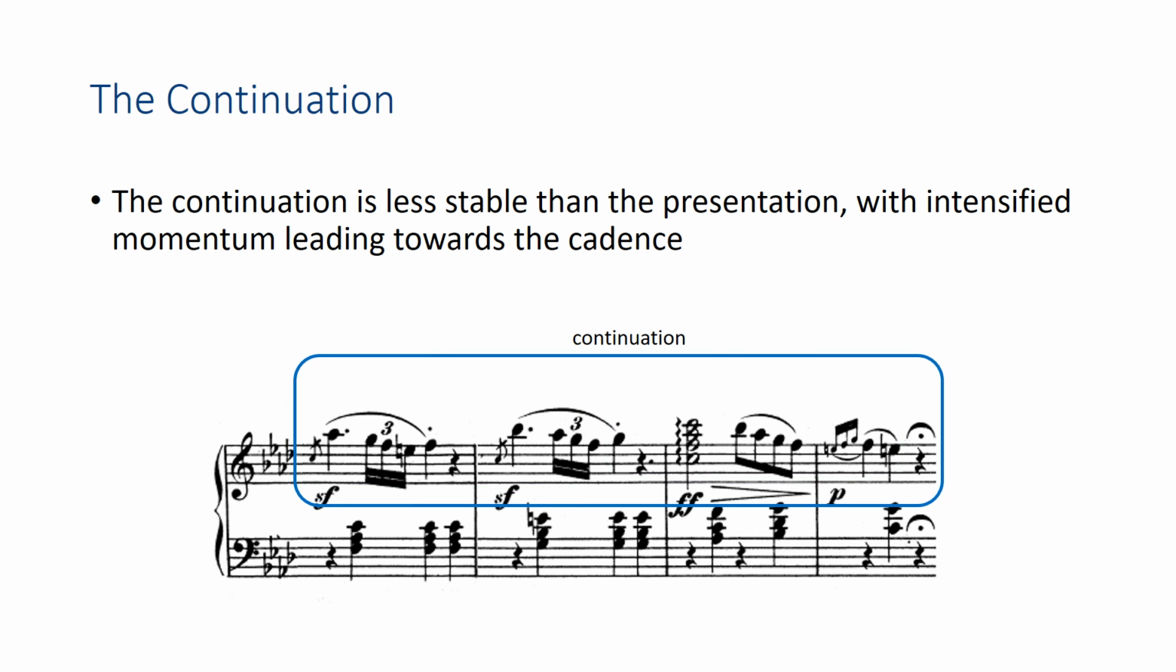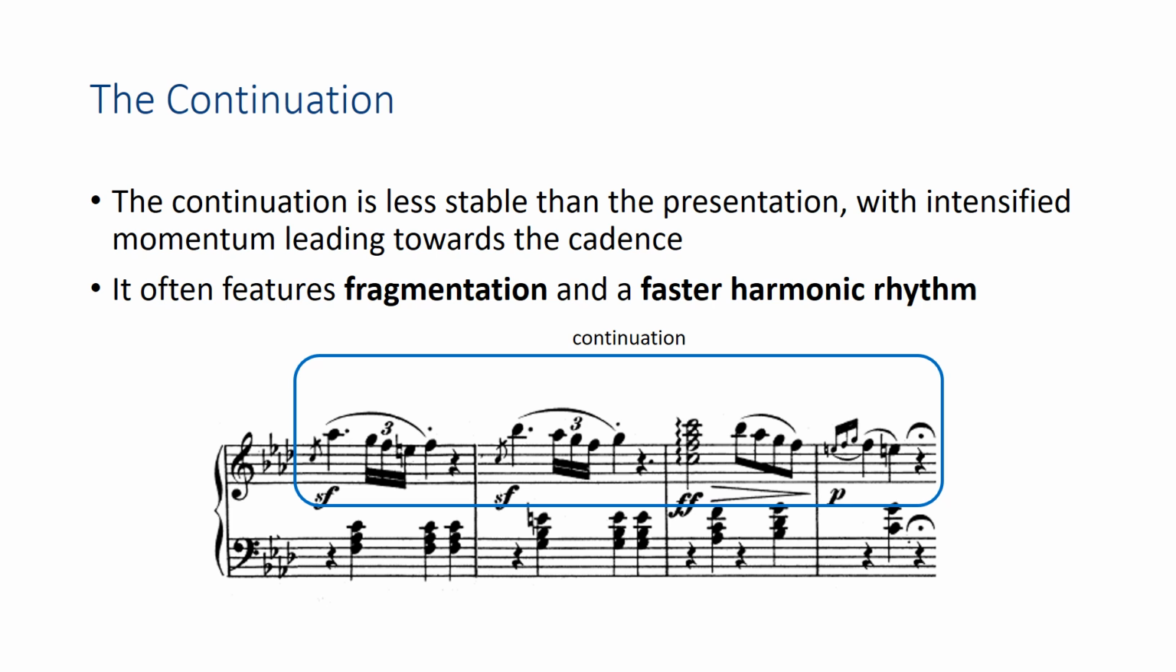Okay, now let's look a bit more at the continuation part of the musical sentence. The continuation is generally much less stable than the presentation part. There's more intense momentum leading towards the cadence at the end of the sentence. 2 of the features that you'll often see in a continuation part are fragmentation and faster harmonic rhythm. And we can see both of these things here in this example. So it begins with a fragment of the basic idea. That's just the second part of it, right? And then we hear another fragment. Right? And then this final part is basically cadential material.